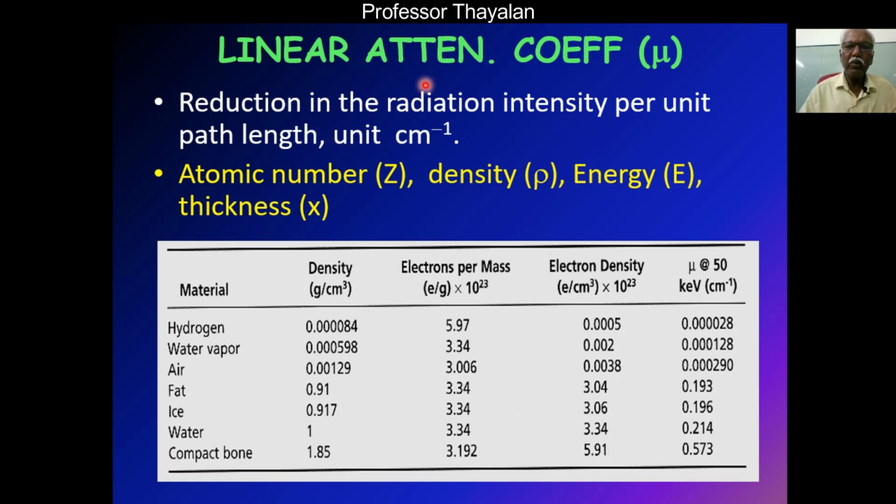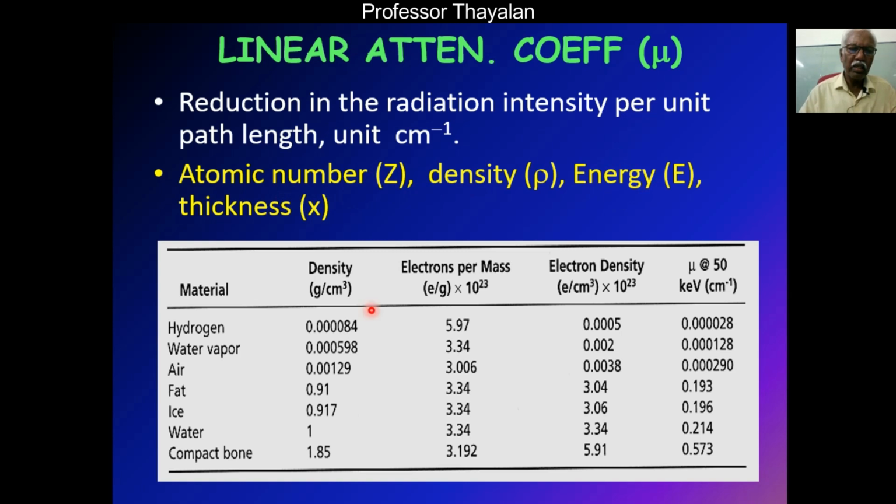What is the linear attenuation coefficient? Linear attenuation coefficient is the reduction in radiation intensity per unit path length and its unit is centimeter to the power minus 1. The linear attenuation coefficient depends upon the atomic number of the material, density, energy of the radiation and thickness of the absorber.